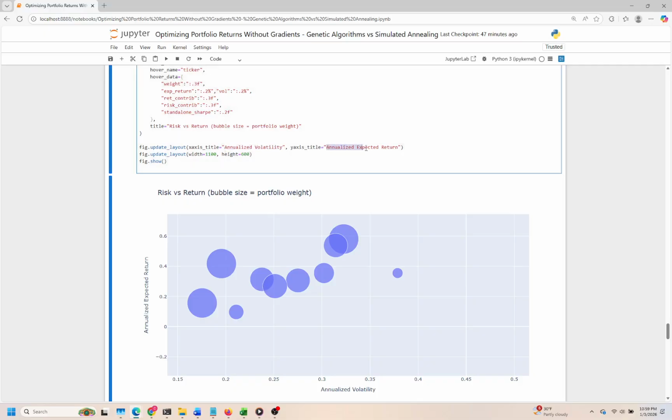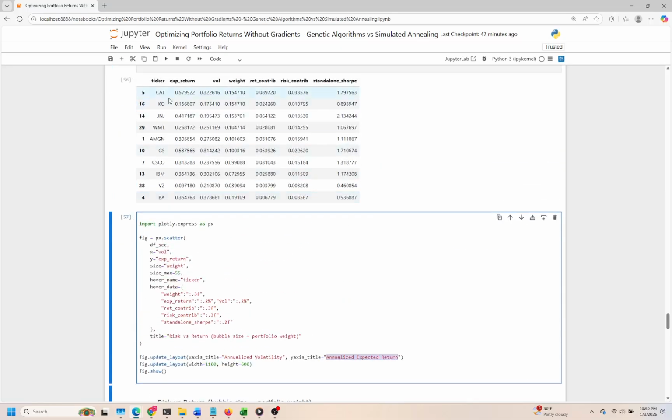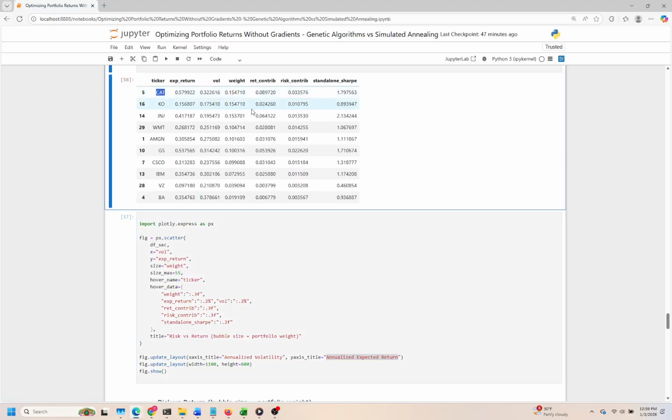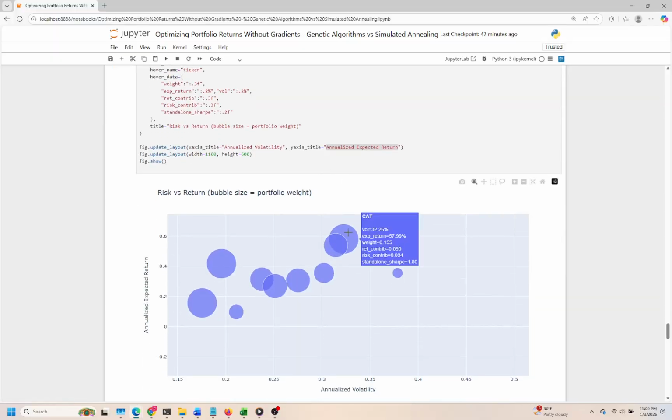Each point in this plot represents a different asset, and what's particularly interesting is how the size of each bubble corresponds to the weight of the asset in the portfolio. A larger bubble indicates a more substantial investment in that particular asset, allowing us to intuitively grasp the impact of varying investment levels. As we dive into the hover data, we see more detailed metrics available at our fingertips.